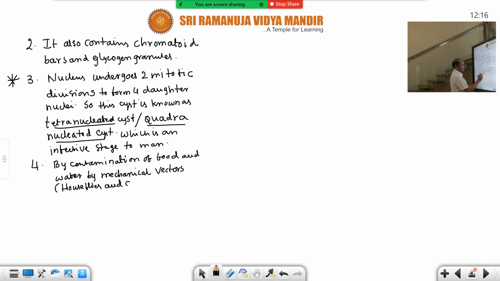Houseflies and cockroaches are the mechanical vectors for Entamoeba histolytica and Ascaris lumbricoides, which are monogenetic parasites. Monogenetic parasites means parasites which complete their life cycle in only one host, a single host. So by contamination of food and drinking water by mechanical vectors, the cysts enter into the gut of man.